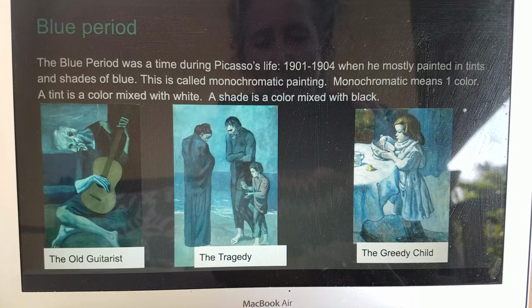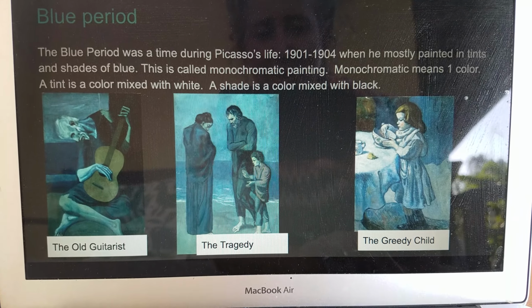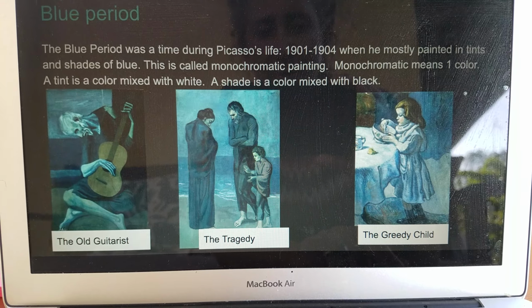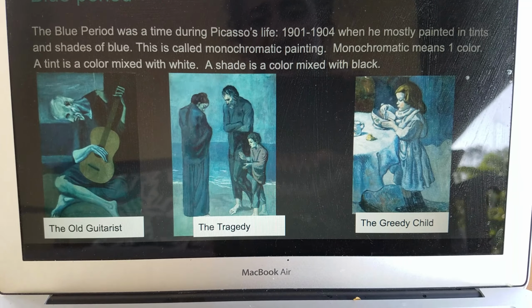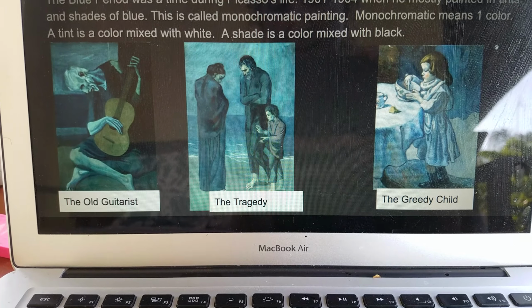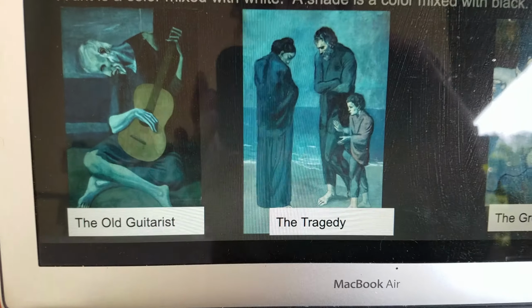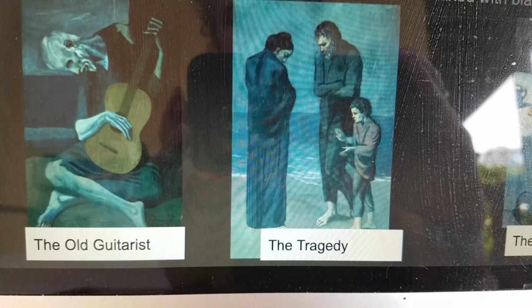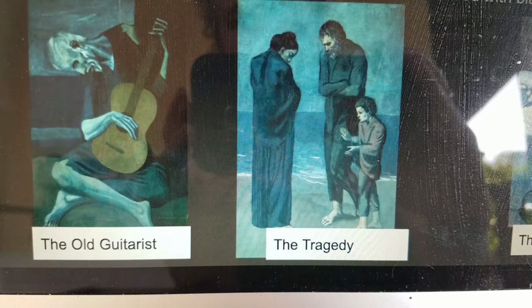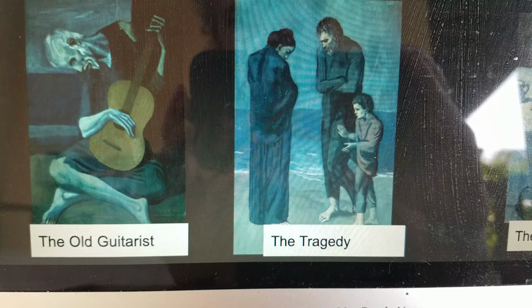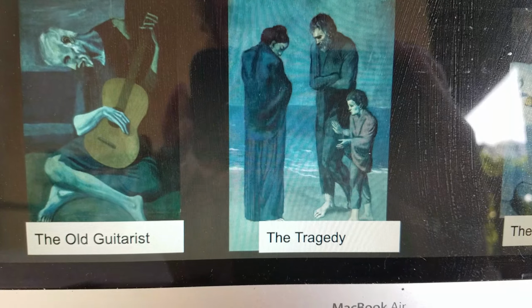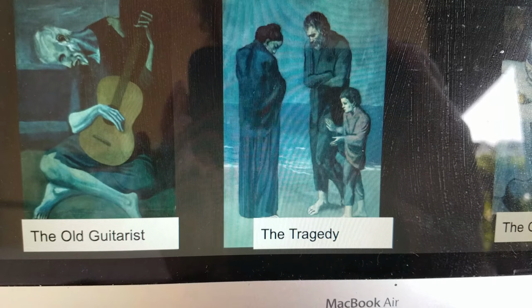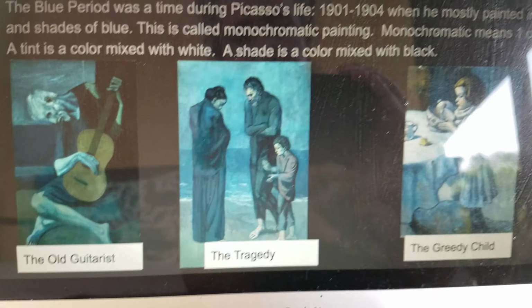So when Pablo Picasso was in his 20s, one of his very good friends died, which caused him to become pretty depressed for a while. During that period, he painted only with different values of blue. So this is what you call monochromatic painting, which just means one color, and it's just different values of blue.